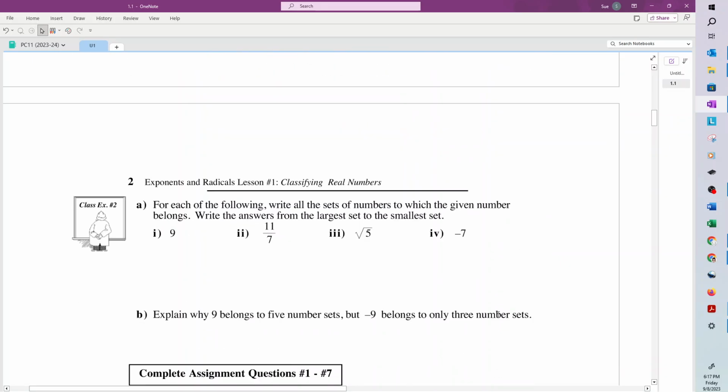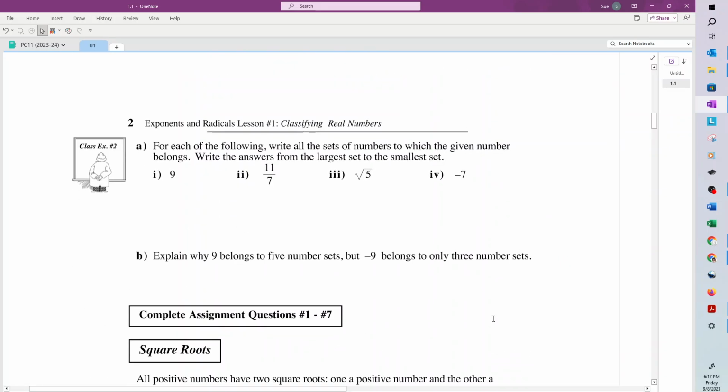For each of the following, write all the sets of numbers to which the given number belongs. Write the answers from the largest set to the smallest set, and we'll just use the abbreviation. So the number 9 is a real number. It is a rational number. It's an integer, a whole number, and a natural number. That's as many sets as it can belong to.